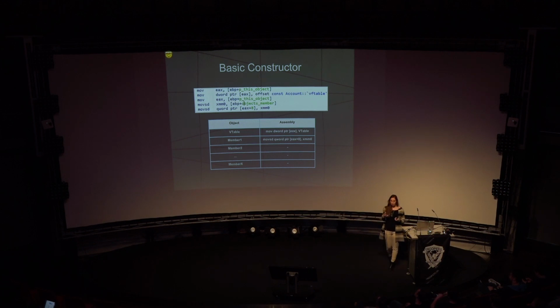So here we have a small assembly part from a basic constructor. You can see the first 4 bytes assigned to the Vtable in the object, and the second 4 bytes, in this case, assigned to a member. In this case, it's a float member. You can see it by the XMM0 register, which is related to floating point numbers. And in case there is more than one member, you have 4 bytes for the Vtable and then all the members of the relevant object.